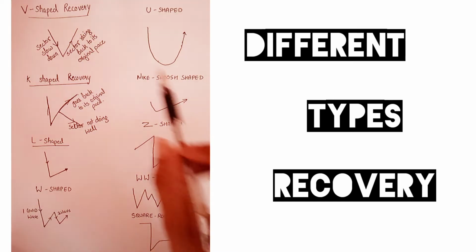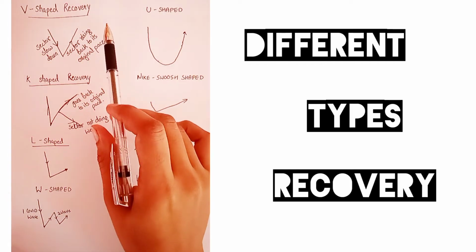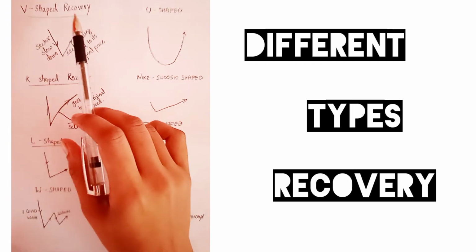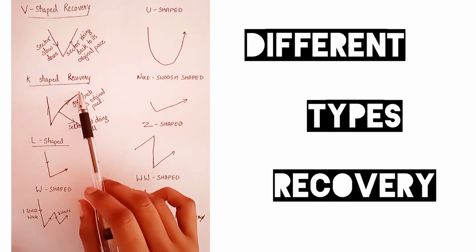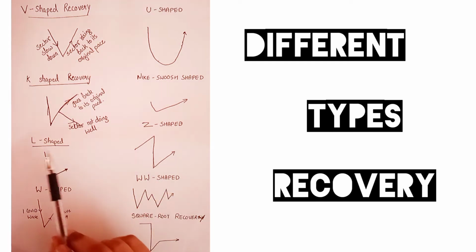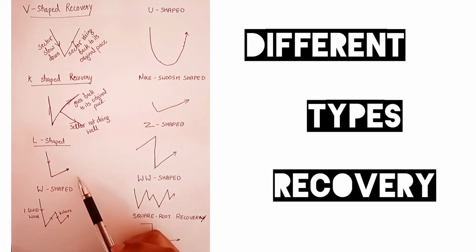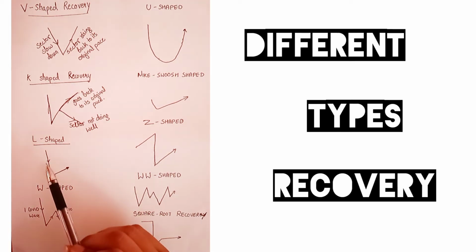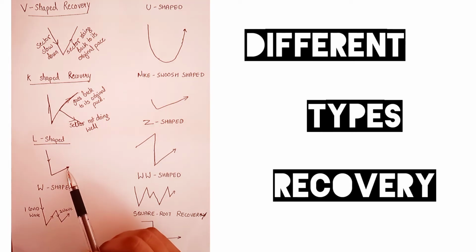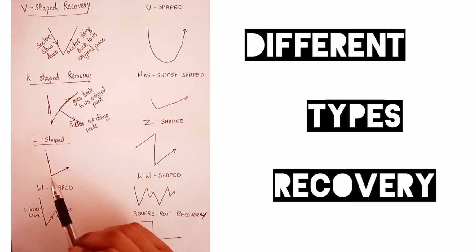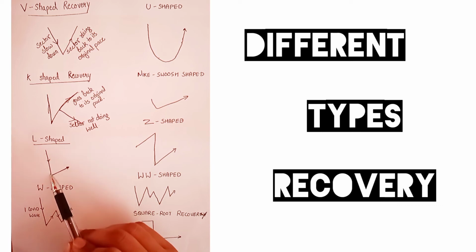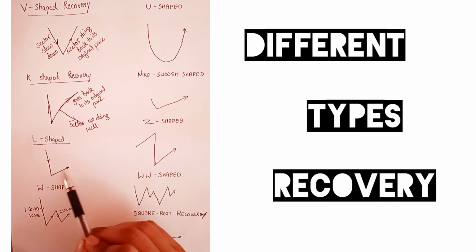Now we will learn about different types of recovery. So as we discuss V-shaped recovery and K-shaped recovery. Now we discuss L-shaped recovery. L-shaped recovery is a type of recovery characterized by a slow rate of recovery with a persistent unemployment and stagnant economic activity. So in this recovery, very slow rate of recovery is done. Slow recovery.